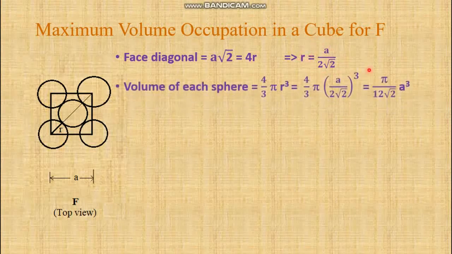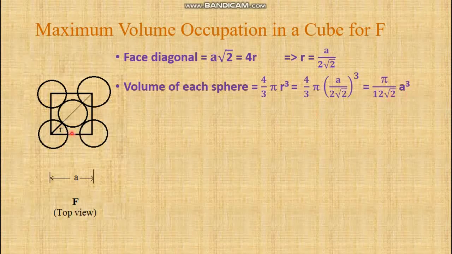So the volume of each sphere, 4 by 3 pi r cube, is actually 4 by 3 pi (a by twice root 2) whole cube. That gives the result pi by 12 root 2 a cube. So this is the volume of one sphere in terms of a.